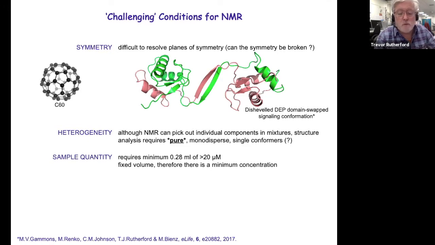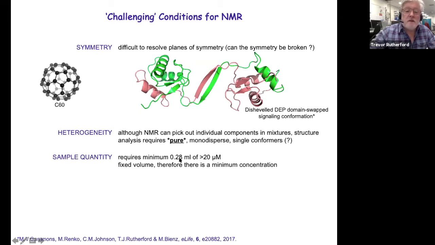Sample quantity is always a disadvantage for us. NMR is inherently a very insensitive technique. We'll come on to the reasons why, but it means that we require, as a ballpark figure, solutions of 20 micromolar plus. That's really the lower limit for detection in most of our work. And there's a minimum sample volume of 280 microliters.